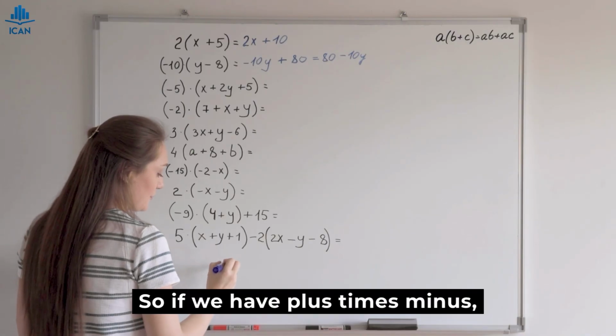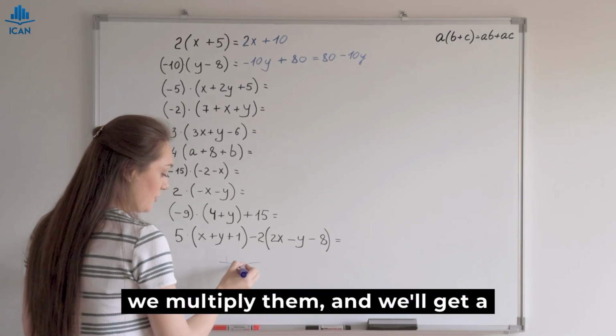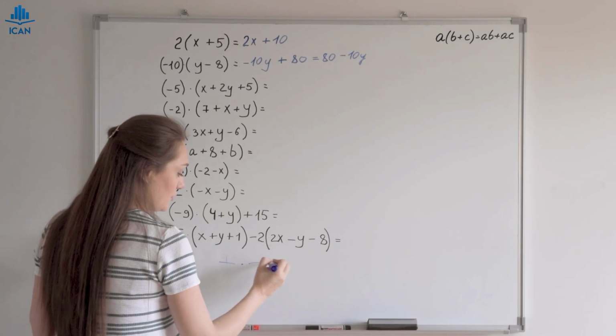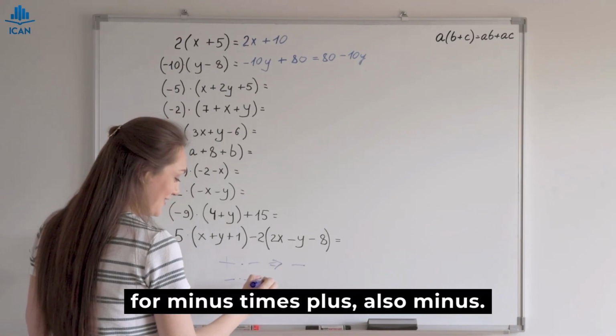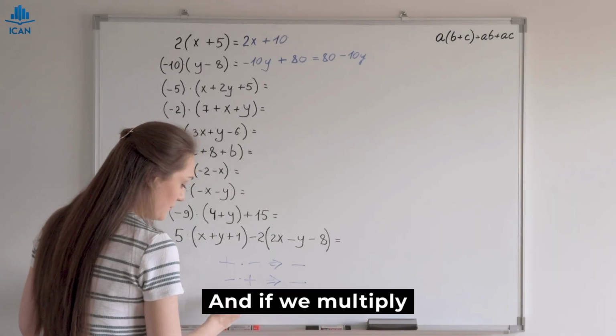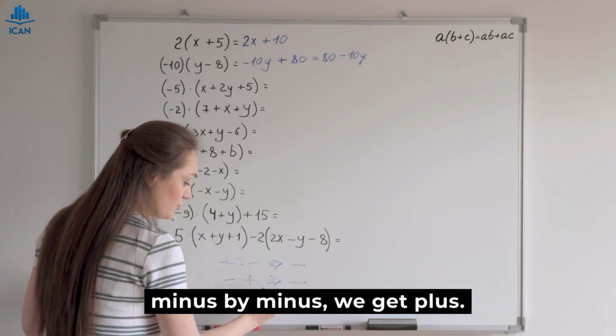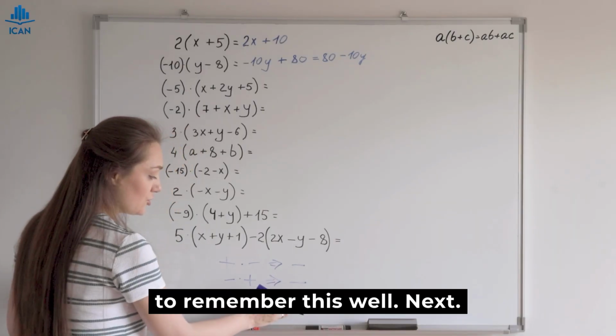Keep that in mind. So if we have plus times minus, we multiply them and we'll get a minus. Same for minus times plus, also minus. And if we multiply minus by minus, we get plus. It's crucial to remember this well.